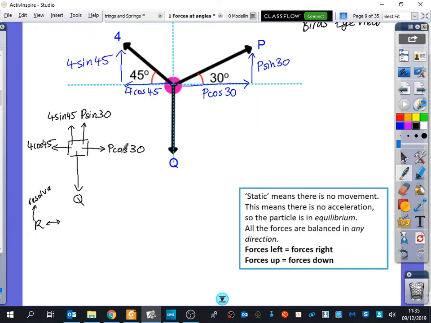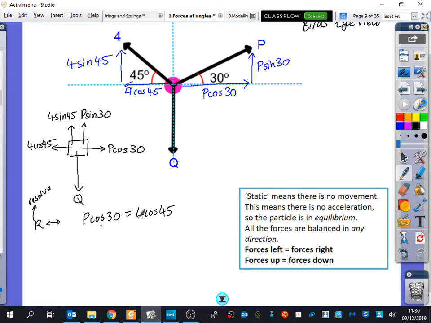So when we go left and right, Hamza just said that these two forces must be equal to each other. P cos 30 must be equal to 4 cos 45. Why did you do left and right and not up and down first? Because we already have numbers for 4 cos 45, so we can find out what P is. What would be the bad idea of doing up and down? Because we still have 2 unknowns, P and Q.